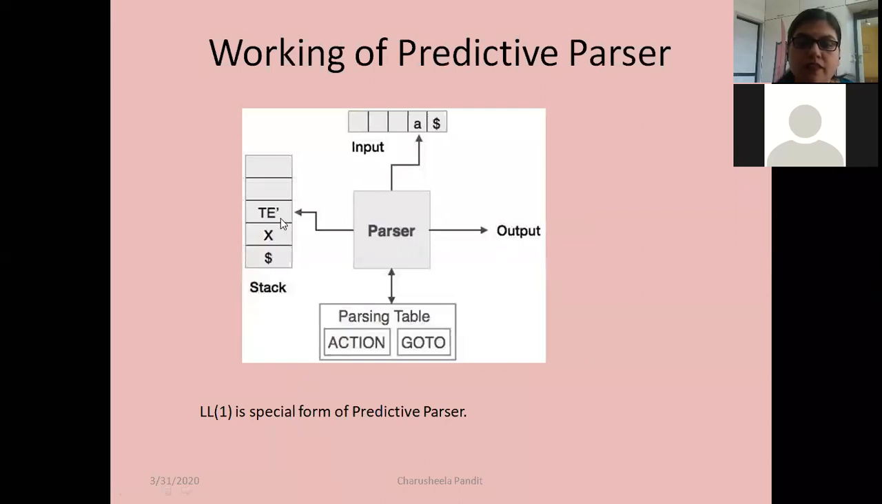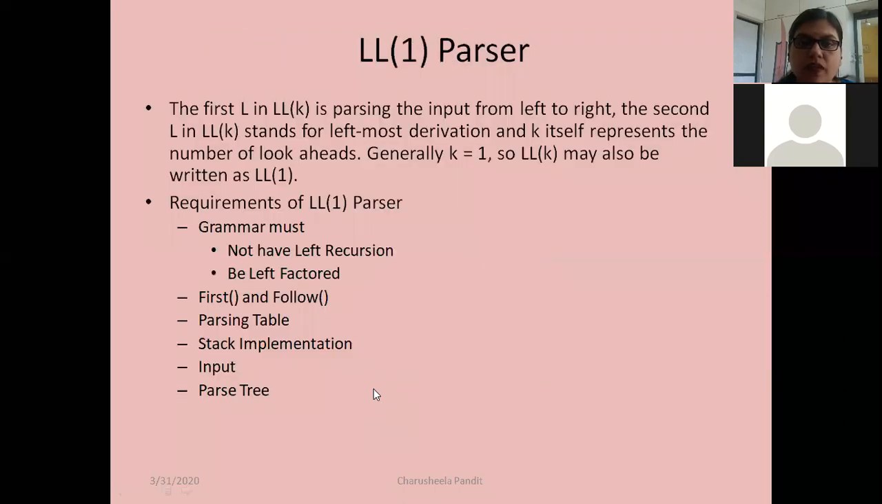So the parser checks the topmost element on the stack and the current input character from the input string. Depending upon the topmost symbol on the stack and the current input symbol, the parser identifies the action in the parsing table, and depending upon that, it generates the output. LL1 is a special form of predictive parser. So now we will see how the LL1 parser works.